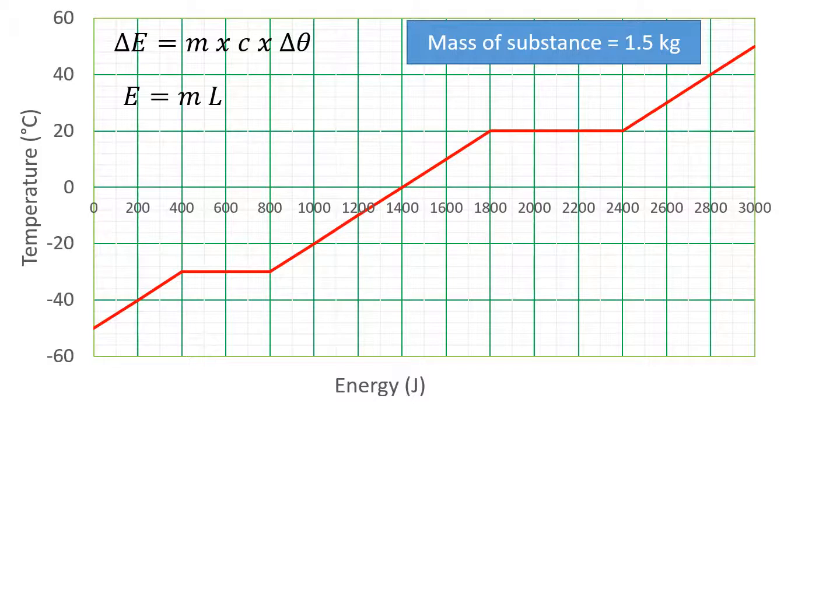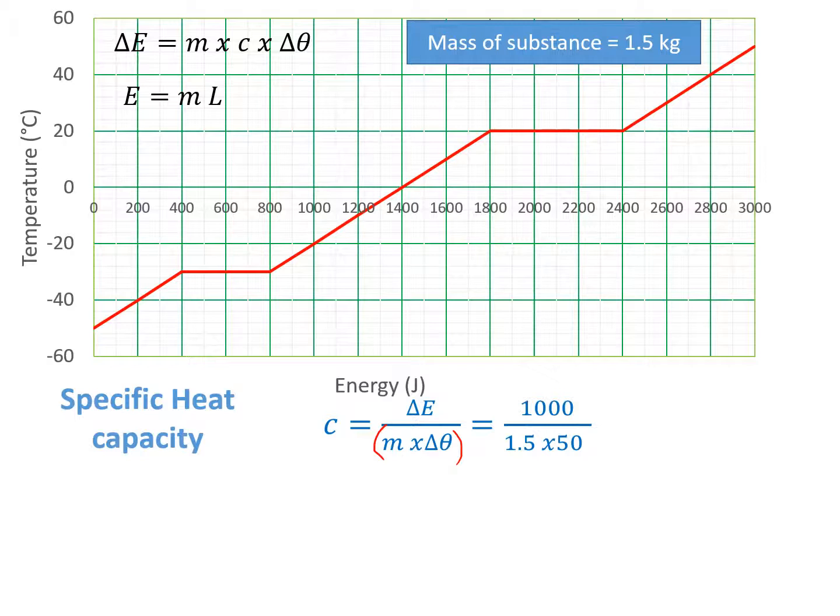And if you didn't pause the video, you're still listening. If you did, here's the solution. Specific heat capacity, so rearranging the equation, and you can put this in brackets, gives us a change in energy, and it's just in joules this time, so it's pretty straightforward. Using this section in the middle, we've gone from 800 to 1800, so it's 1000 divided by 1.5 times a temperature change of 50. We've gone from minus 30 to 20. That's a total of 50 degrees Celsius change. Gives us 13.3 joules per kilogram per degree C.